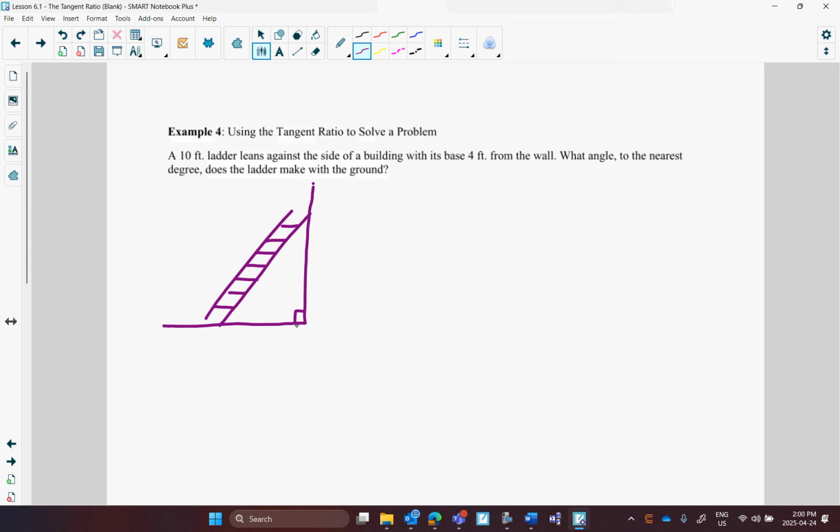Can you see the right triangle in this problem? The ladder, the ground, part of the wall. Now, where does the 10 feet go? What side is the 10 feet? On top of the ladder. A 10-foot ladder. What side is 10 feet? The ladder is 10 feet. Okay, but I need you to say it.